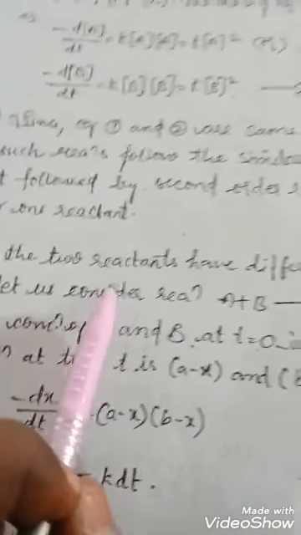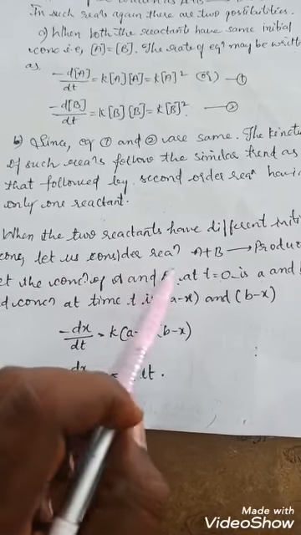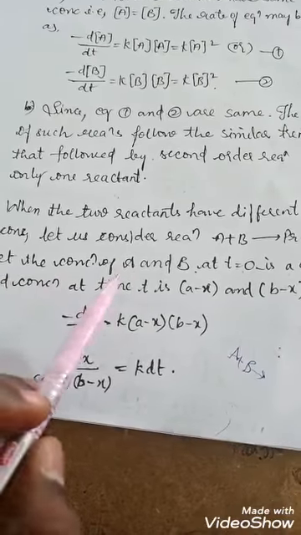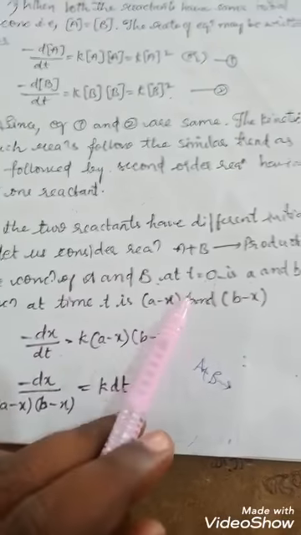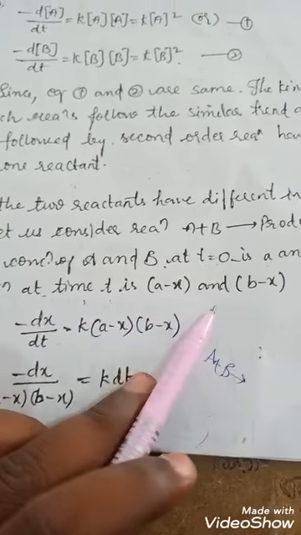What happens when the two reactants have different initial concentrations? Let us consider the reaction A plus B gives products. Let the concentrations of A and B at t equal to 0 be a and b, and the concentrations at time t be a minus x and b minus x.